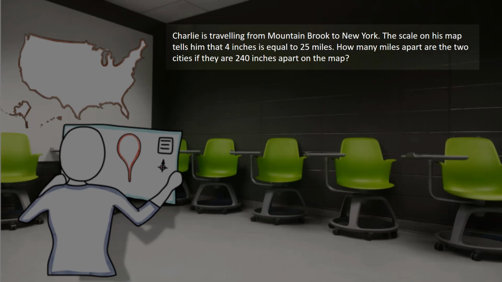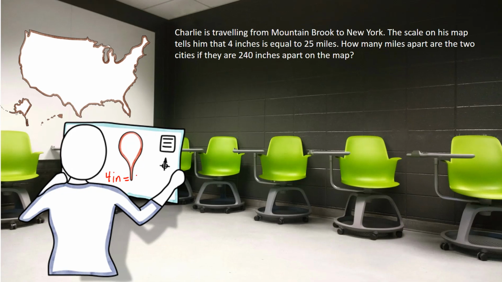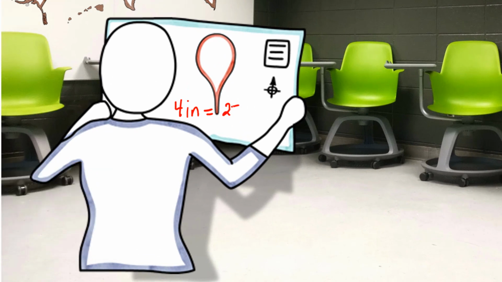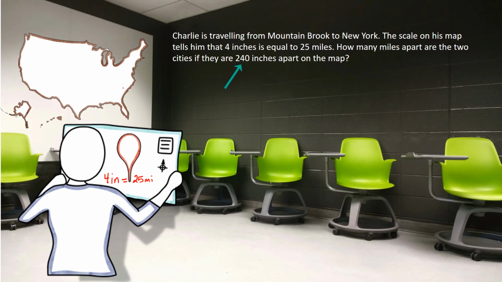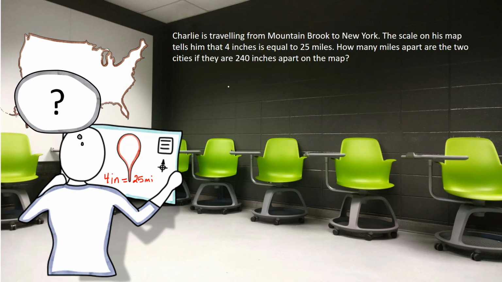Charlie's going to take a trip from Mount Brook to New York. The scale on his map tells him 4 inches is equal to 25 miles. So from down here in Mountain Brook all the way up to New York is 240 inches apart on this map. We want to know, how far is he actually going to travel?